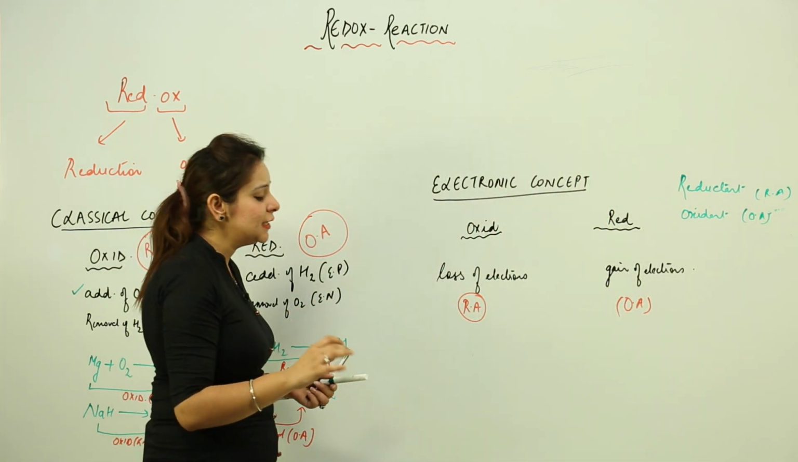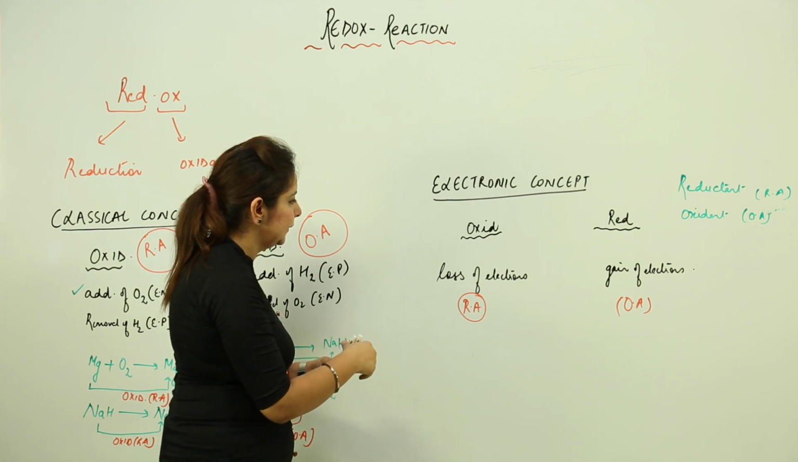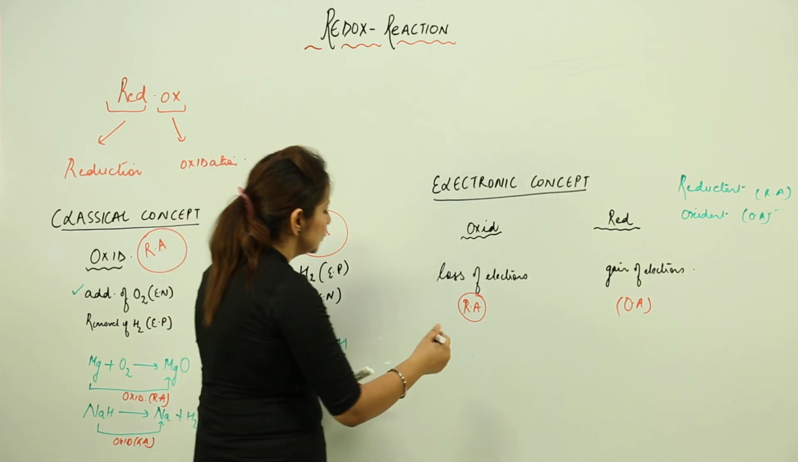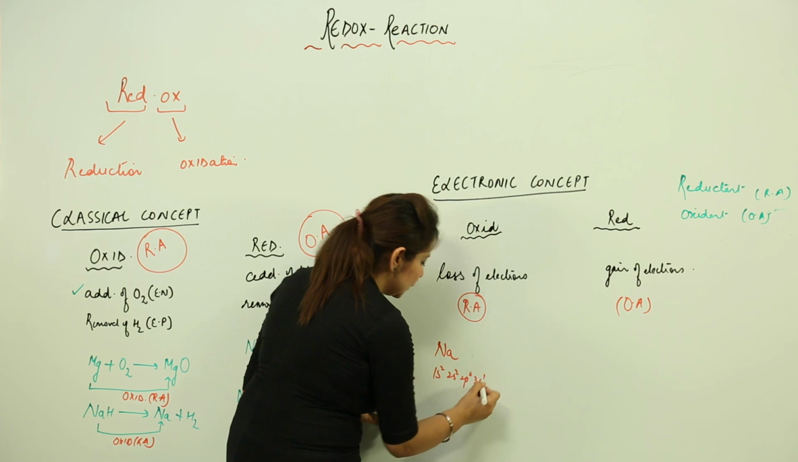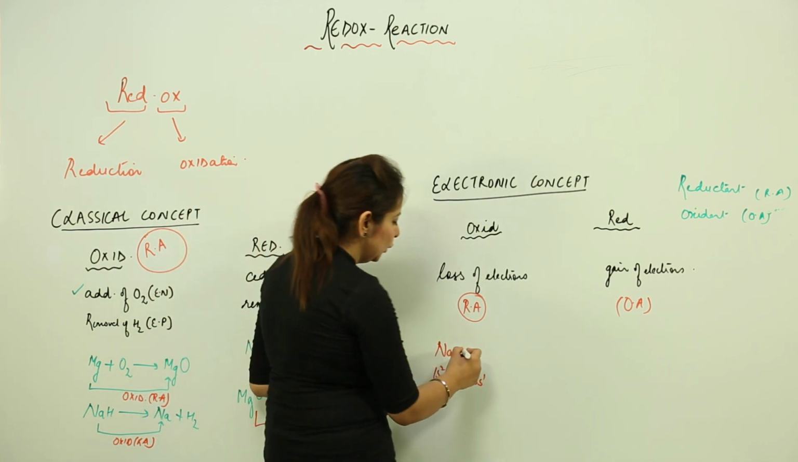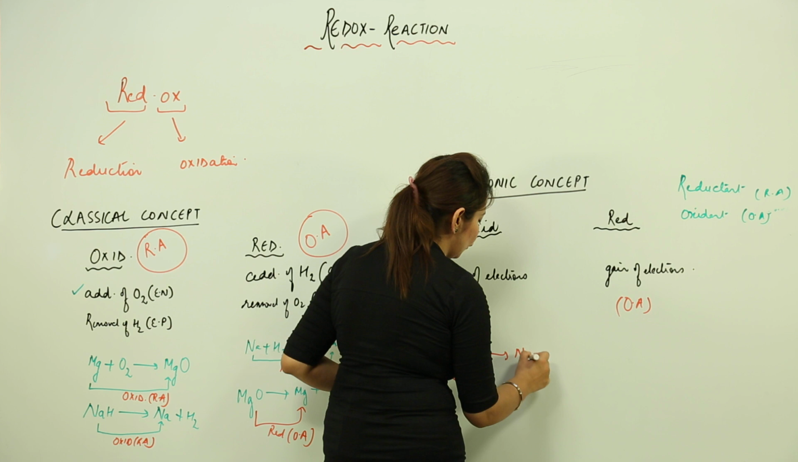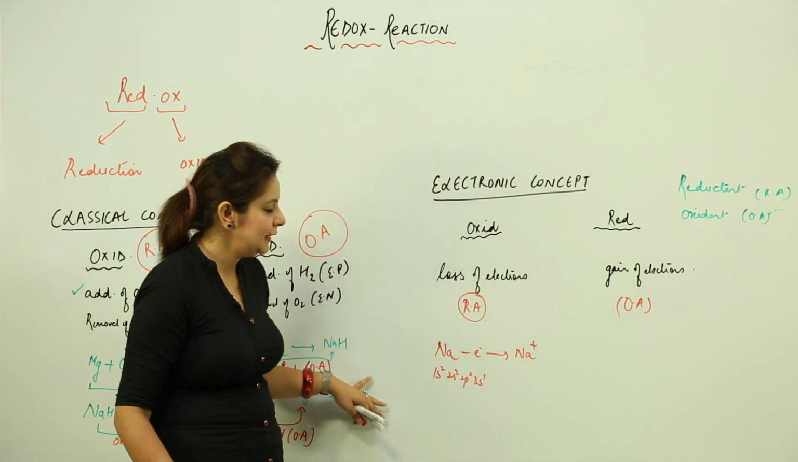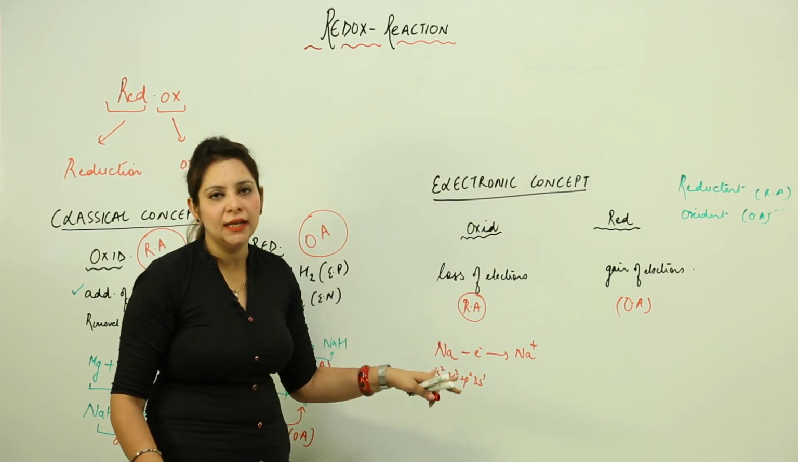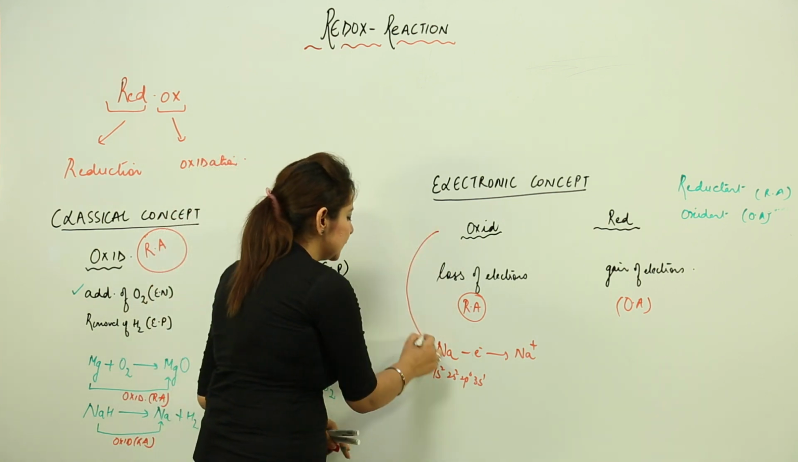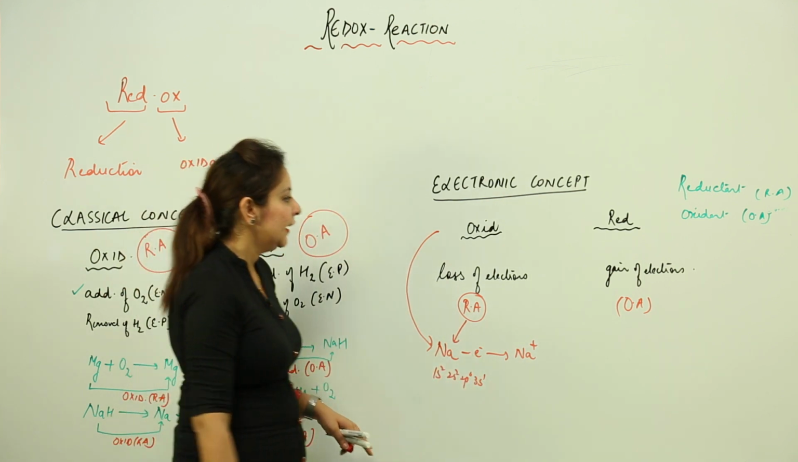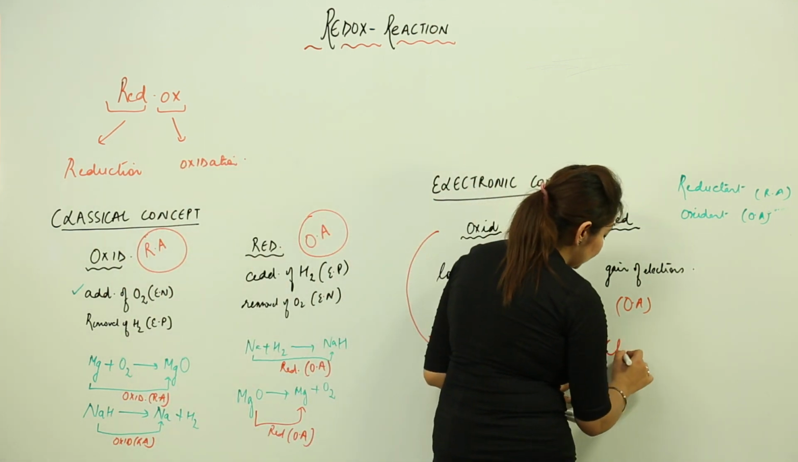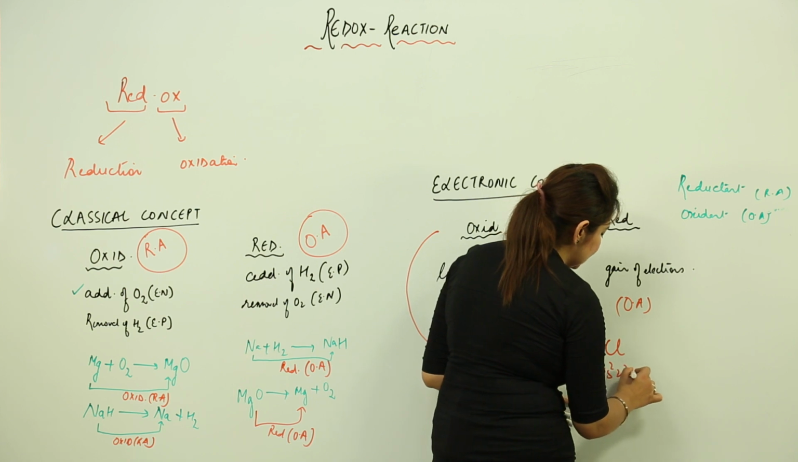So now let us focus on the examples for it. If I have the metal sodium, I know that it has atomic number 11. So we have the configuration like this. It will lose one electron, and after losing it will form a cation, the sodium cation, Na positive. As it is losing electrons, it is undergoing oxidation, and obviously it acts as a reducing agent.